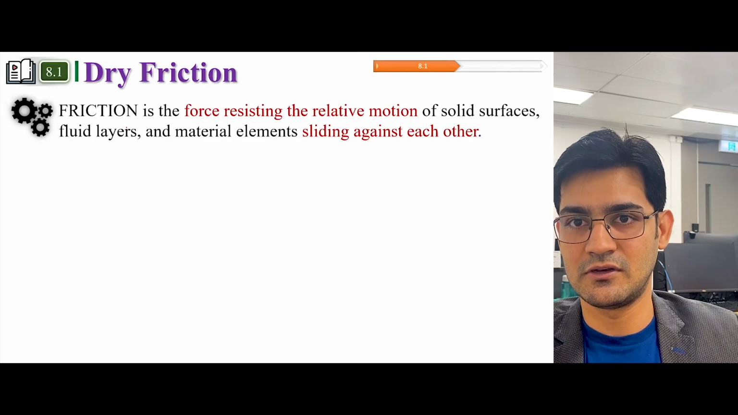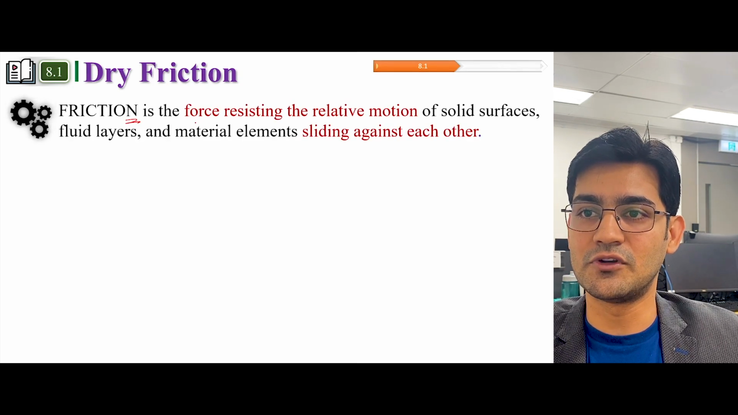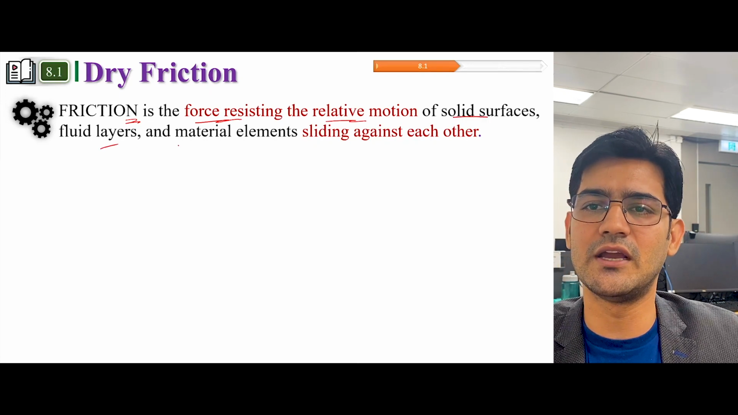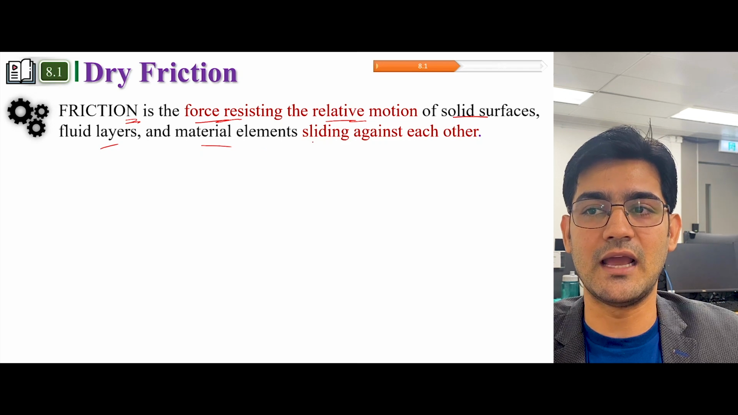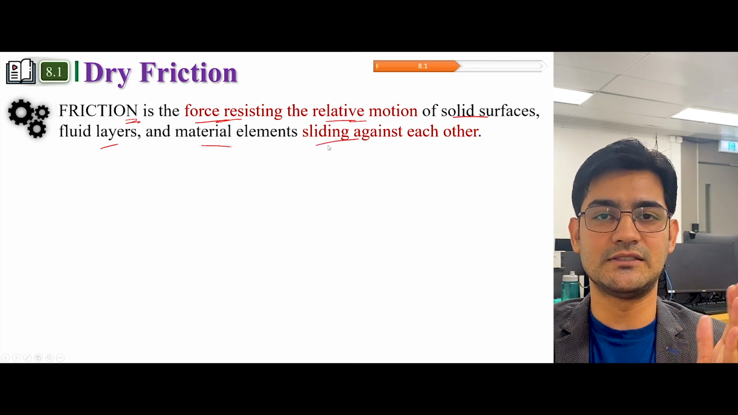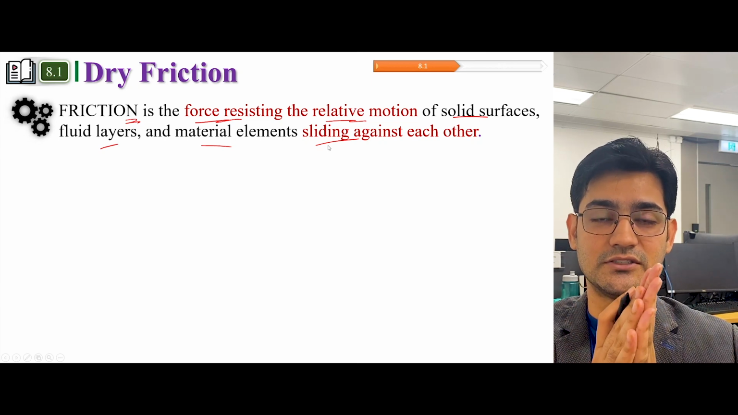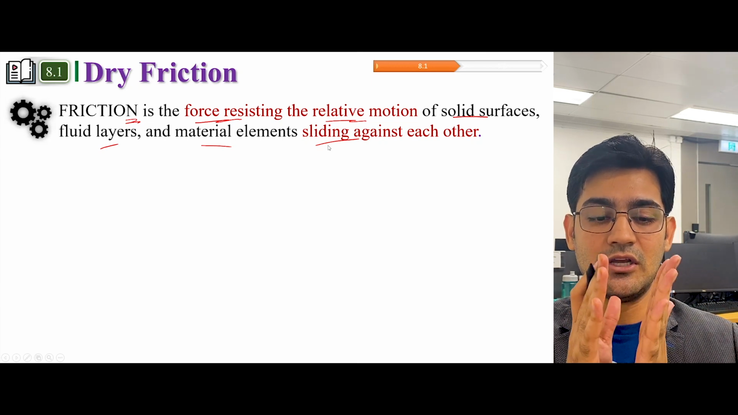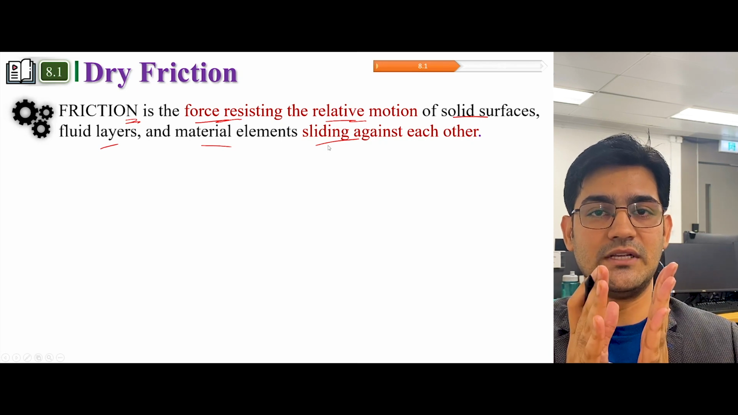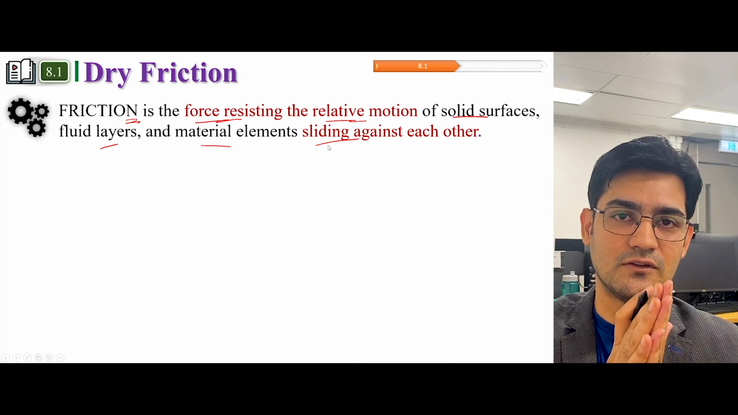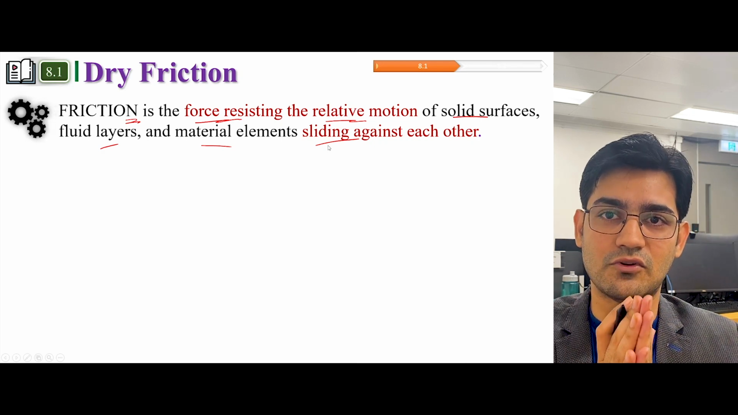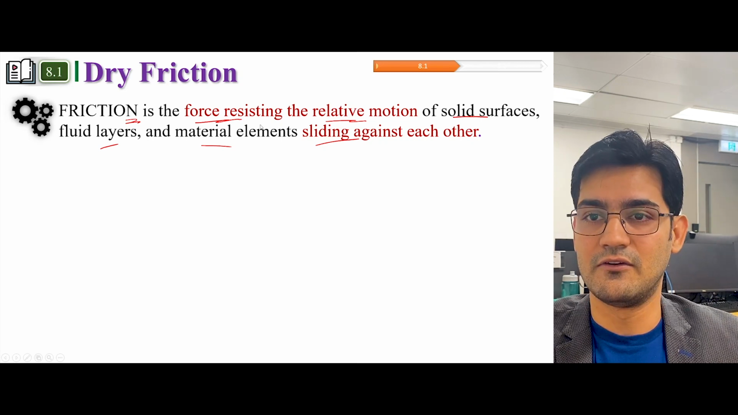Friction is defined as the force resisting the relative motion of solid surfaces, fluid layers, or any other material elements which are sliding against each other. So basically, when you have two surfaces that slide against each other, you will face resistance between them. It would not be very easy to slide one surface onto another. You will face some resistive force, and that resistive force is called the force of friction.